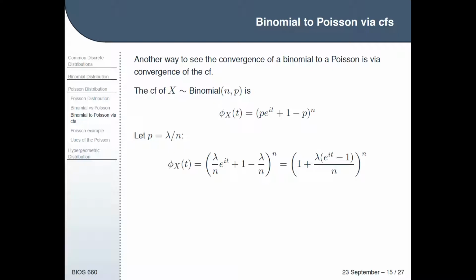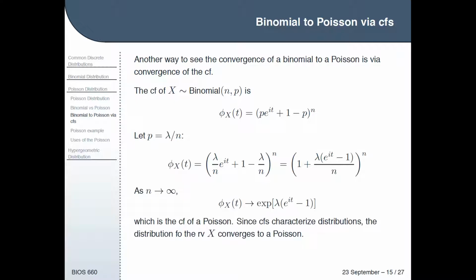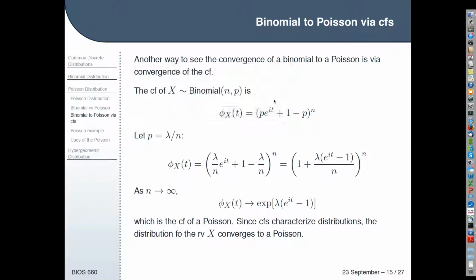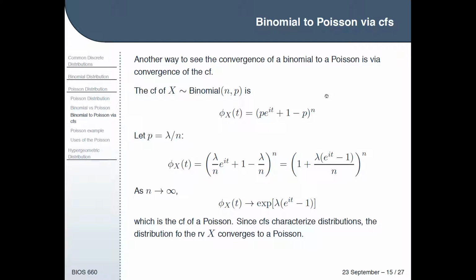and rewrite the characteristic function using that lambda over n parameterization, and after simplifying the algebra, we end up with this expression here, 1 plus lambda times (e to the it minus 1) over n, all to the nth power. And as n goes to infinity, that converges to e to the lambda times (e to the it minus 1), which is precisely the characteristic function of the Poisson distribution.